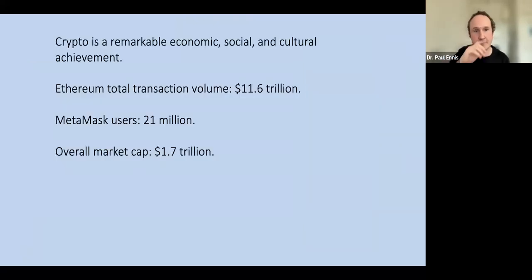Okay, so all that being said, I am generally positive about cryptocurrency. I believe it is a remarkable economic, social, and cultural achievement. An open source project created by digital privacy activists, by a pseudonymous developer back in 2009, suddenly finds itself where we have the Ethereum blockchain doing transaction volumes of 11.6 trillion. We have 21 million MetaMask users, so people who are using that wallet to interact. We also have an overall market capitalization of 1.7 trillion. And to my mind, this is something that needs to be taken seriously.